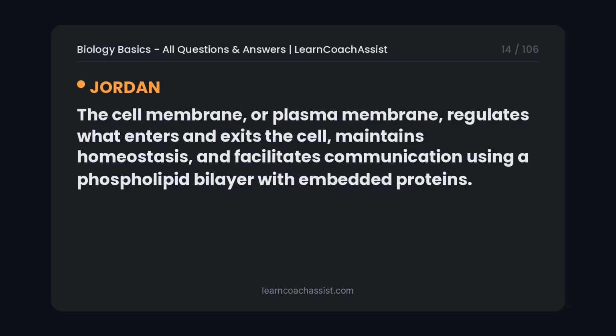What is the function of the cell membrane? The cell membrane, or plasma membrane, regulates what enters and exits the cell, maintains homeostasis, and facilitates communication using a phospholipid bilayer with embedded proteins.